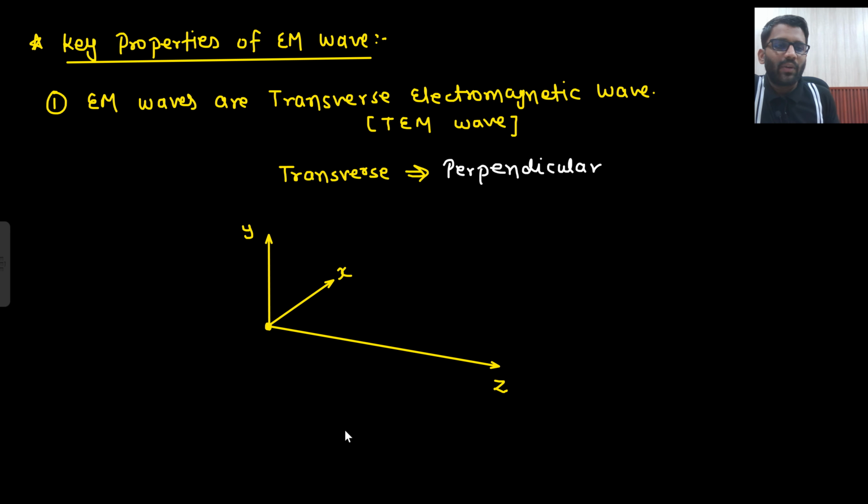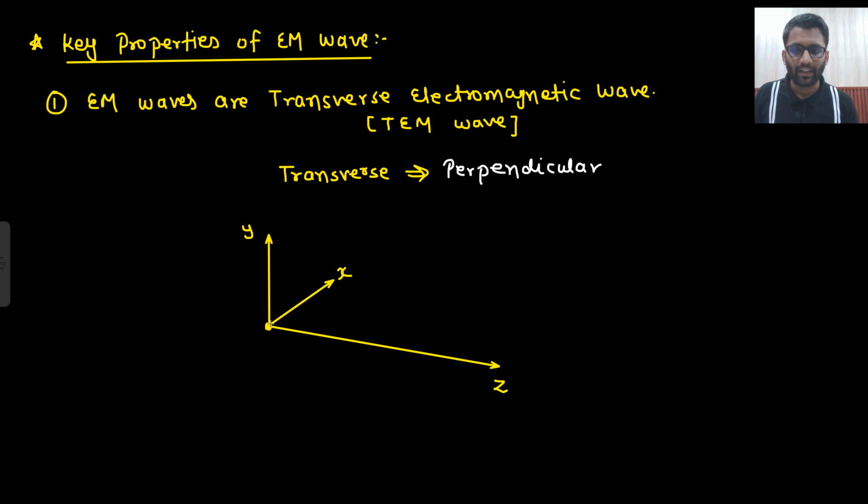EM waves are known as transverse electromagnetic waves, and in short form we call it TEM wave. Why do we call it a TEM wave, transverse electromagnetic wave? Transverse means perpendicular. So here the electric field, magnetic field and the direction of propagation are all perpendicular to each other.